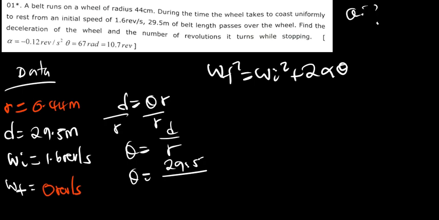r is 0.44. Now, they're not mentioning whether I should put my answer in revolutions per second squared or in radians per second squared. So you follow what you have been given in the question. The theta which I'm going to find here, let me make things clear, we should take note it's going to be in what?